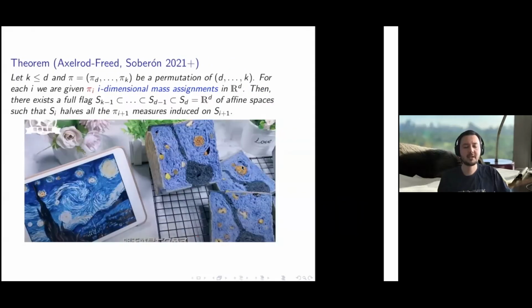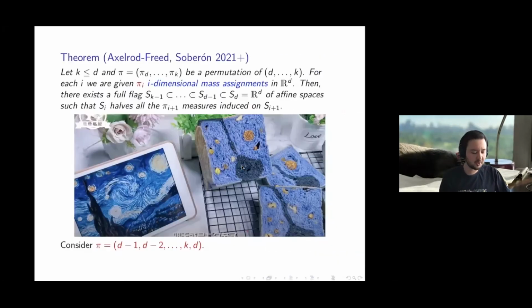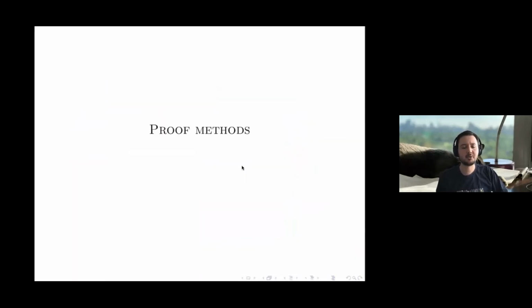Okay. Before I do that, if you consider this particular permutation, you're splitting one fewer measure each time than you should be by the Ham-Sandwich theorem. At the end, you're splitting d k-dimensional mass assignments. So this actually implies the Ham-Sandwich type result by Schneider. You just have more freedom because you can get away with splitting all these things on the previous subspaces. Okay? Okay, so let's go to proof methods.